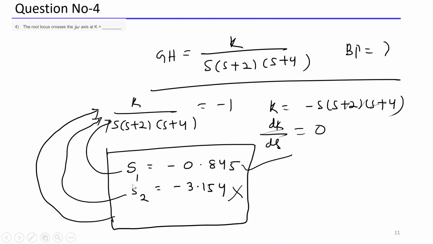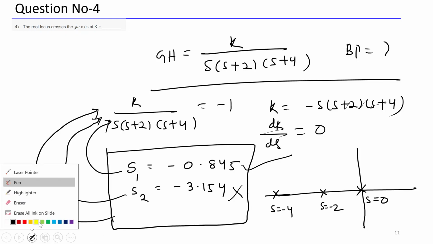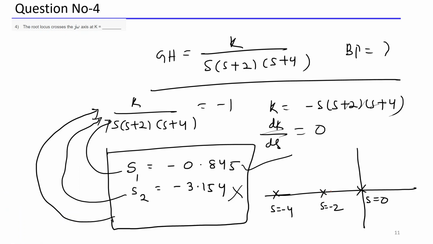Similarly, the second question. If you apply the rules here, you first draw the root locus diagram. Here a equal to 0, here a equal to -2, here a equal to -4. So which portion is coming into the root locus diagram? This portion is coming into the root locus diagram, and this portion is coming into the root locus diagram up to infinity. So now you apply the rules. The first rule says that whenever there are two poles, then definitely there is a breakaway point.